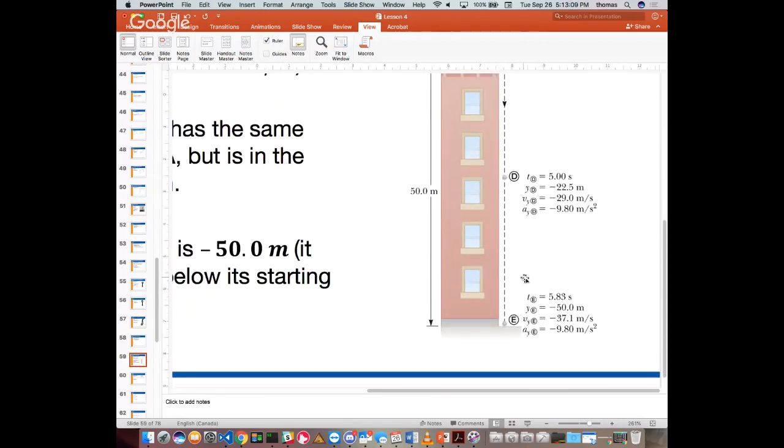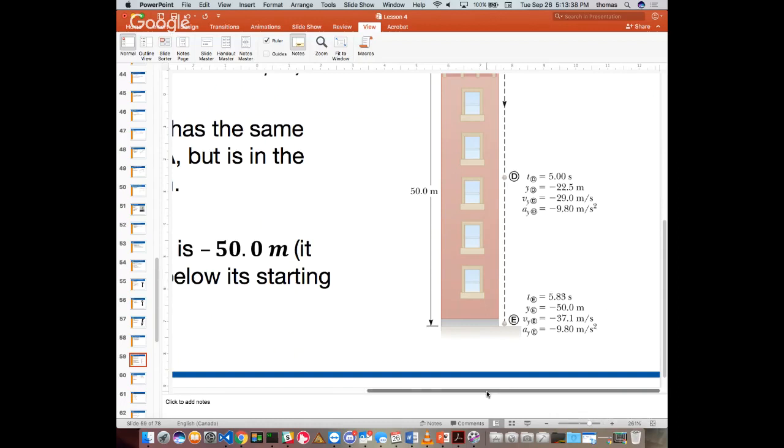And notice that the answer, if you use your kinematic equations, is a total time of 5.83 seconds. The total displacement is negative 50 meters. The final velocity is negative 37.1 meters per second, because velocity is a vector. Negative 37.1 meters per second. And of course, with acceleration being a constant, negative 9.8 meters per second squared.